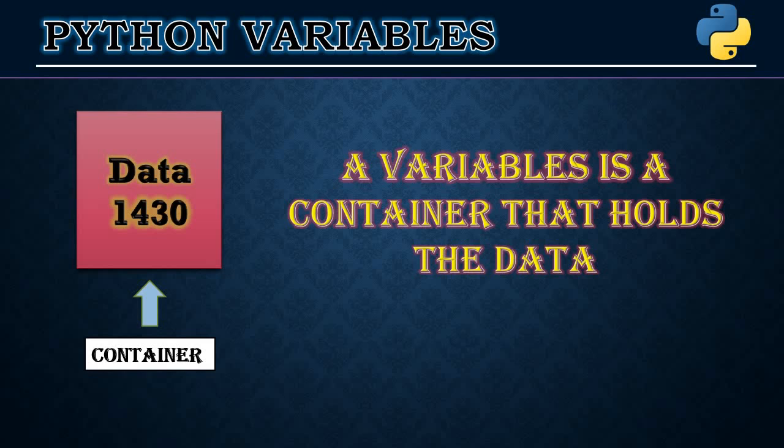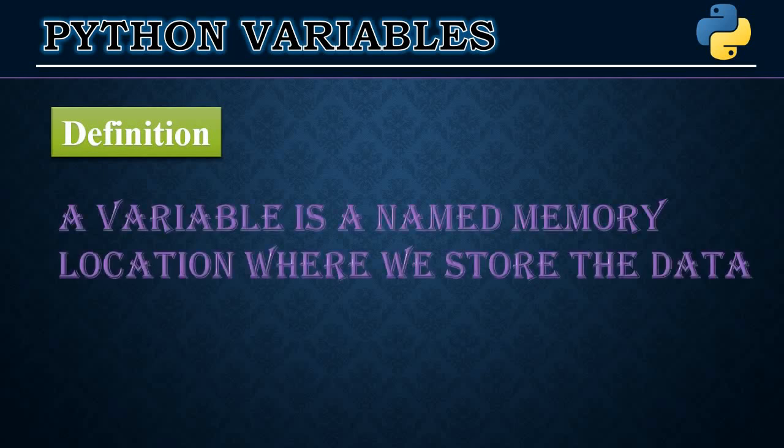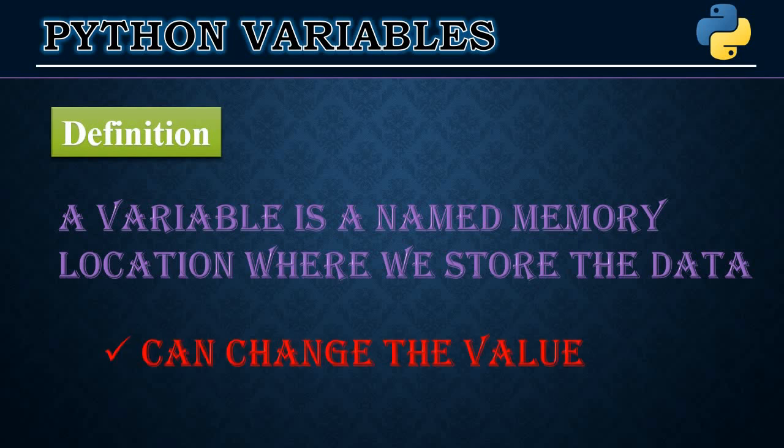Now let's see a proper definition of a variable. A variable is a named memory location where we store the data. Values of variables can be changed later on. That means we can change the data of a variable in our program anytime.